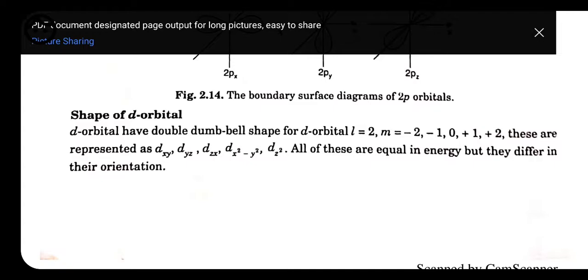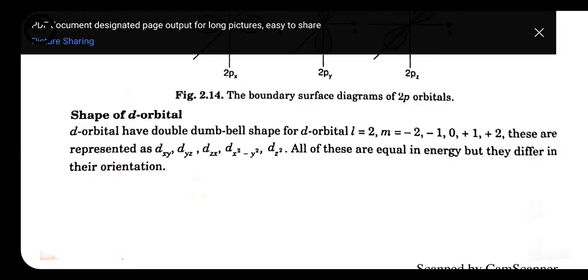The names of these 5 orbitals are dxy, dyz, dxz, dx square minus y square, and dz square. These are the 5 orbitals of d. So come to the shape of the d orbital. The shape of the d orbital is called a double dumbbell shape. It means it has 4 lobes. In the p orbital we have only 2 lobes, but in d orbitals we have 4 lobes.